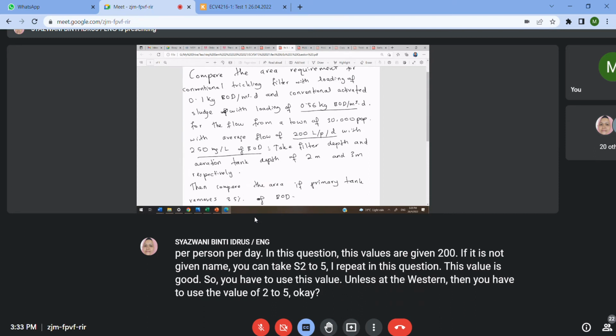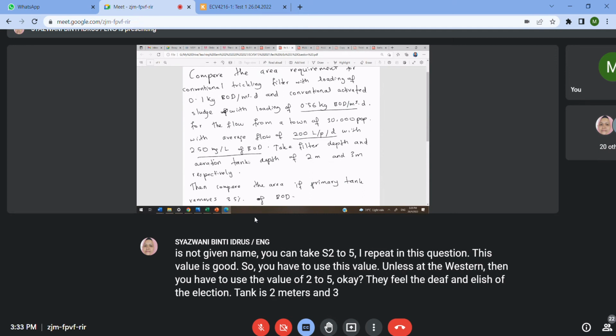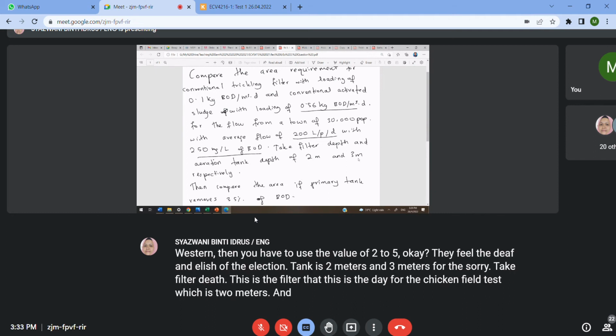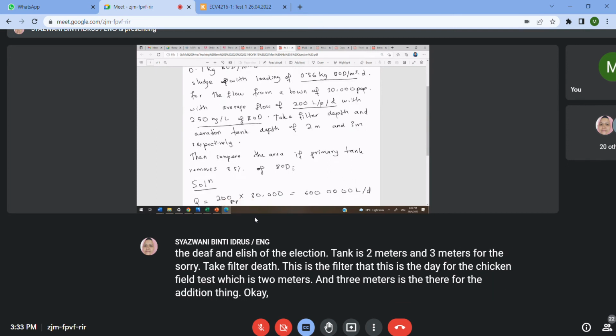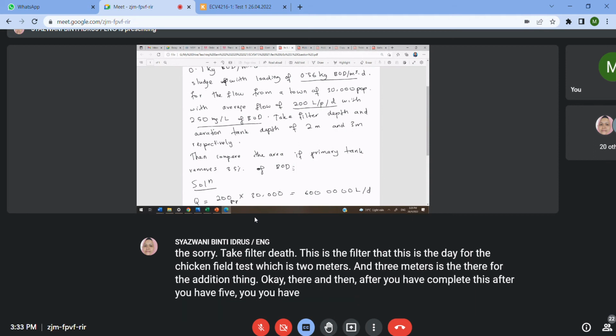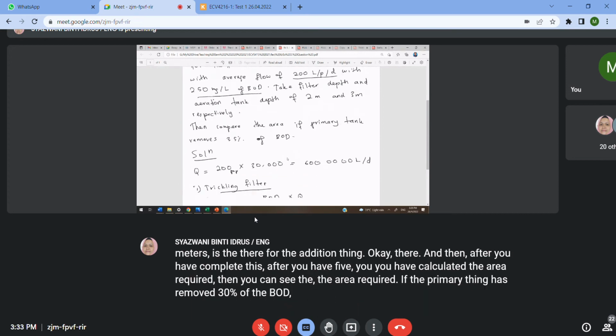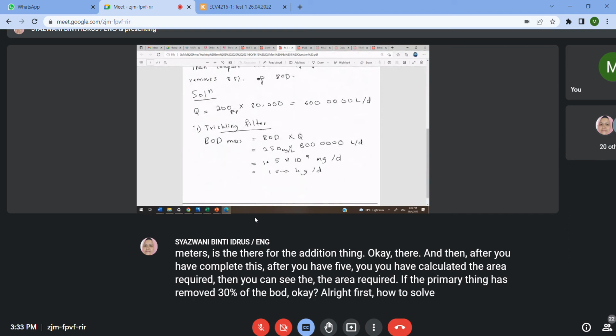Okay. Take filter depth and depth of the aeration tank as 2 meters and 3 meters. This is the depth for the trickling filters, which is 2 meters, and 3 meters is the depth for the aeration tank. Okay, and after you have calculated the area required, then you consider the area required if the primary tank has removed 30% of the BOD. Okay, all right. First, how to solve this question?